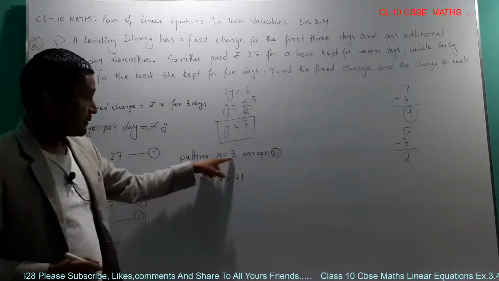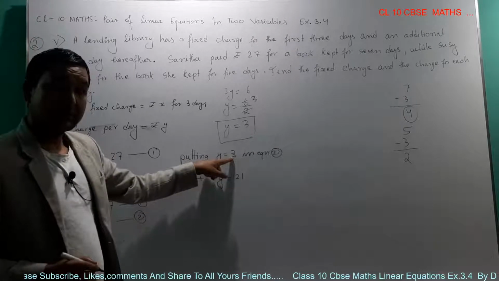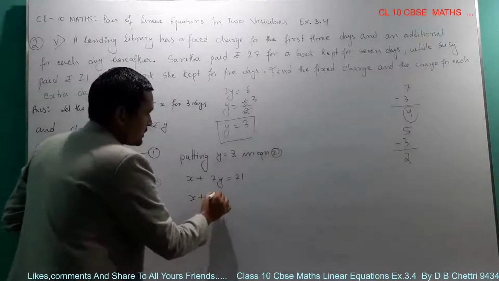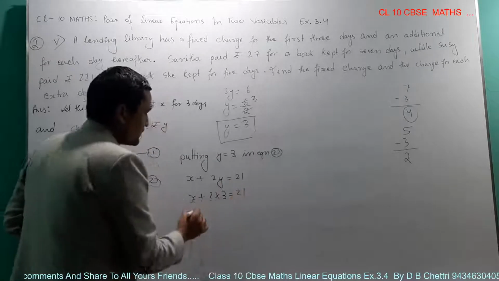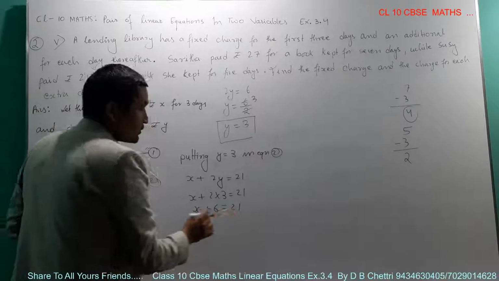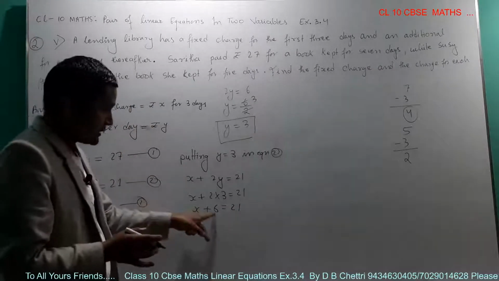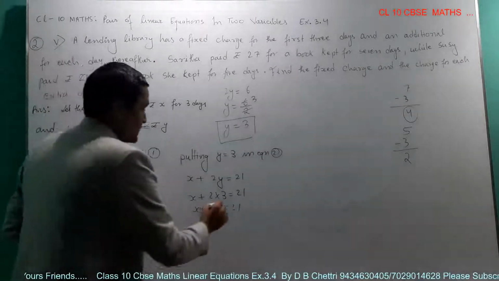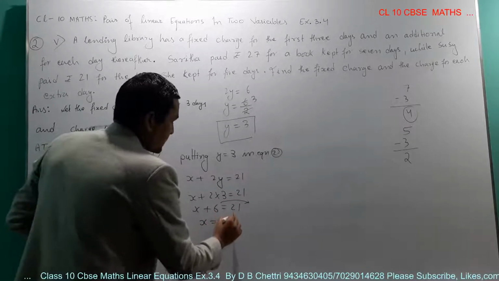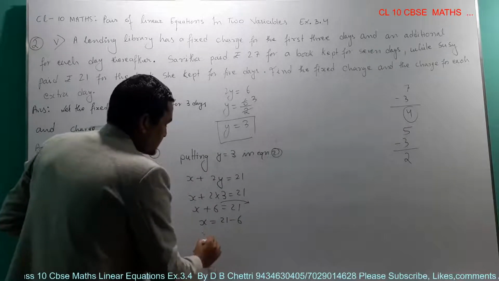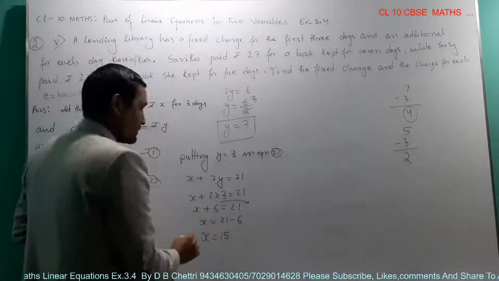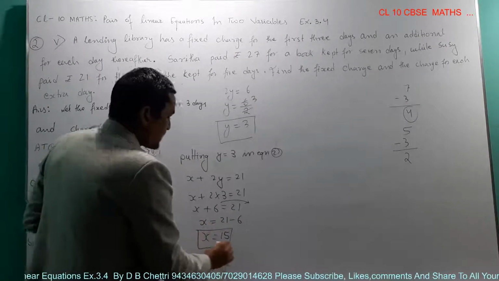What is the value of y? Value of y is 3. Now replace it. Then x plus 2 multiply 3 equals to 21. And x plus 2 3s are 6 equals to 21. Now gather the like terms on one side. That means take this 6 towards right. Then x equals to 21 minus 6. Then x is equals to how much? 15. Okay. Now x equals to 15.